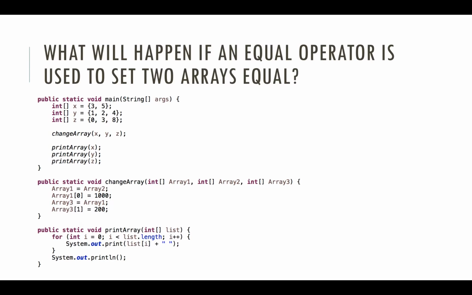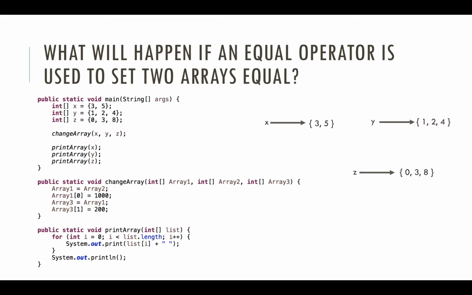When we use an equal operator to set two arrays equal, what will happen is that the copy of one array's memory address is assigned to the other array. So what it really means is that two arrays are pointing at the same location of the object data. Let's use an example to explain this. In the main method, we have integer arrays x, y, and z pointing to three locations of object data. This is shown by black arrows.